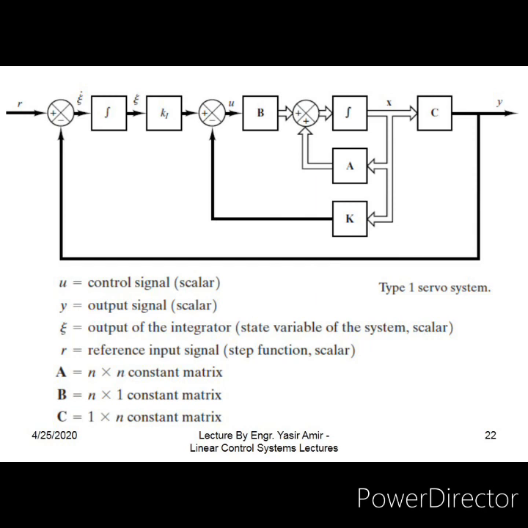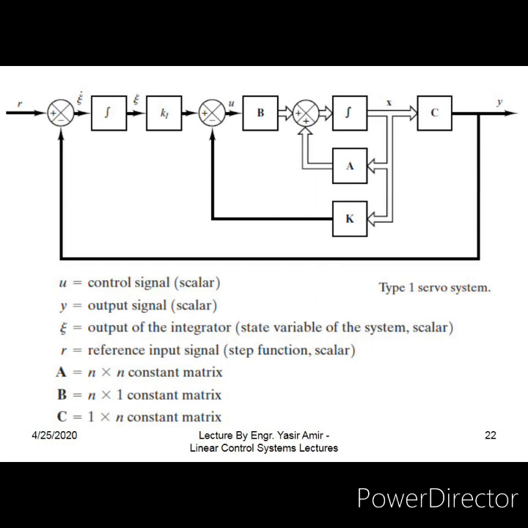That is the difference between the type 1 servo system for a plant which has no free integrator, a type 0 plant. Type 1 servo for a type 0 plant. This is the block diagram for that situation. You can see over here in this slide that u is the control signal. It's a scalar, and it is going into the B matrix, into the plant. y is the output of the system, also a scalar; we have one output. Xi is the output of the integrator, a state variable of the system. Just like we had x as state variables, this is a new state variable because of the integrator.